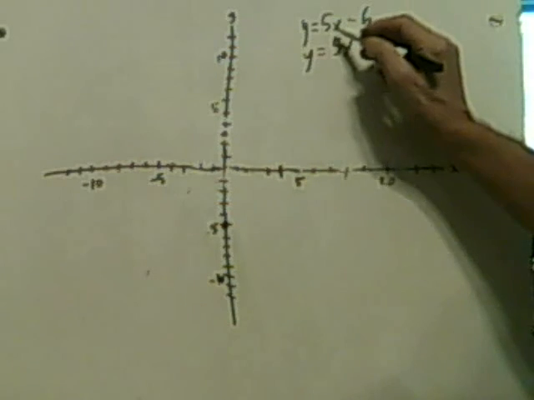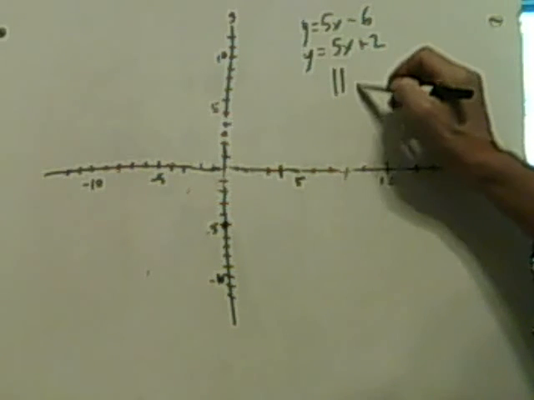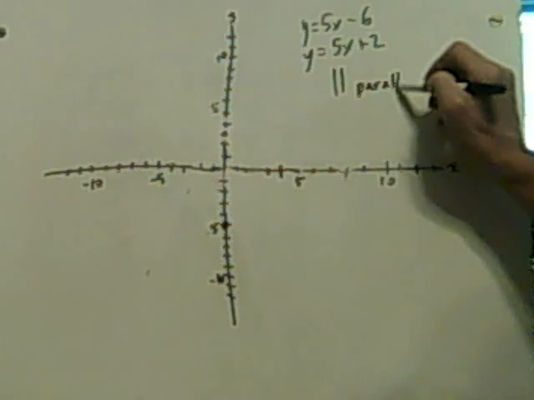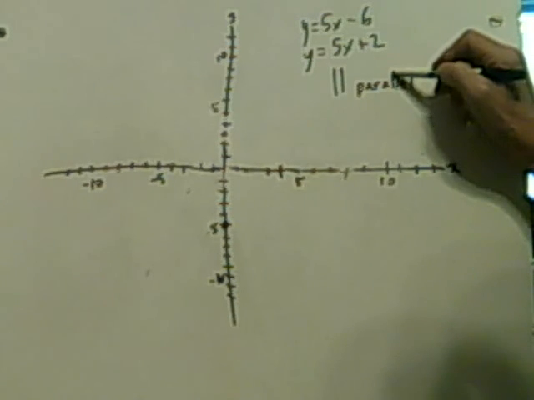Okay, now let's just look at this one. The slope is 5 on both of these, so these are parallel. Remember, you spell parallel with two L's because those are the parallel lines.